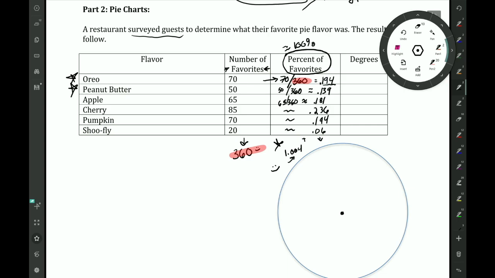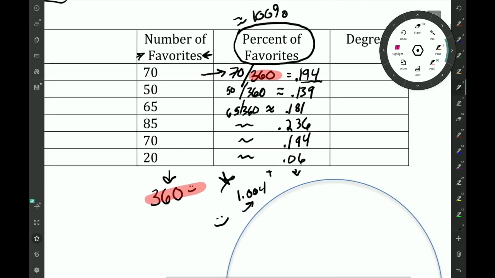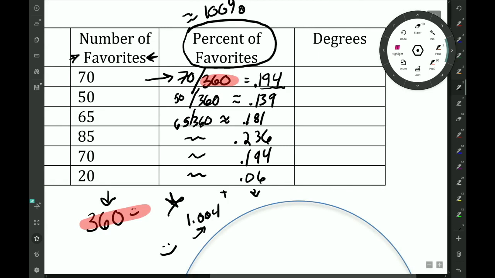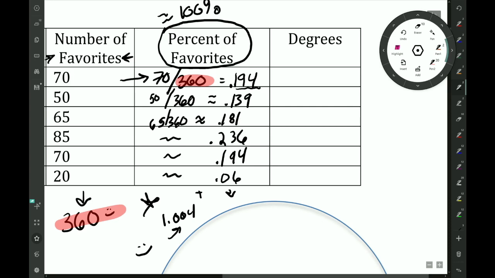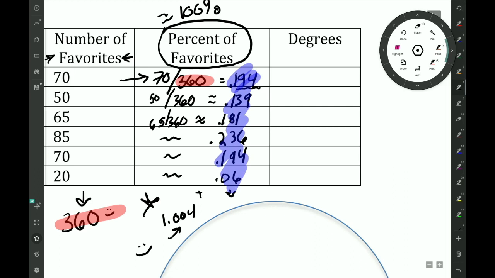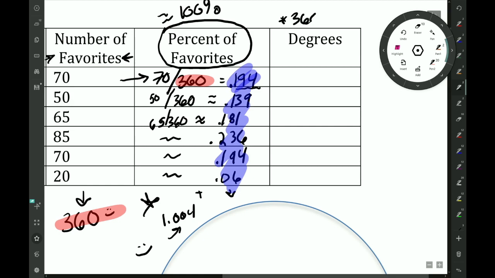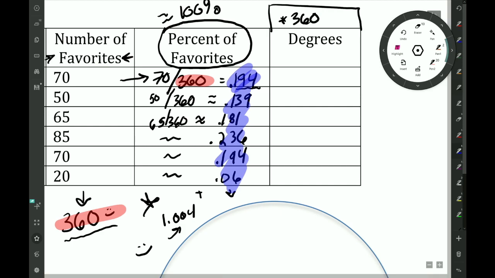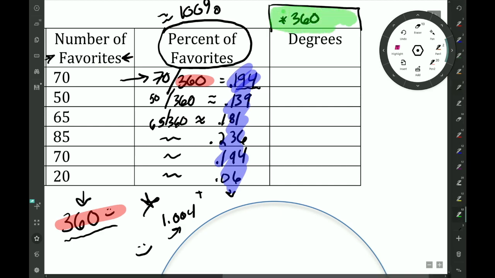The next step: if you have those, how in the world are you going to plot 194 degrees? Well, in order to do that, you're going to take this column, and instead of dividing by 360, you're going to multiply by 360. Now, I don't want you to be confused with this 360 here. This is always multiplying by 360. To find degrees of a circle, you're always multiplying by 360. I just did this to try and help us get nice numbers.